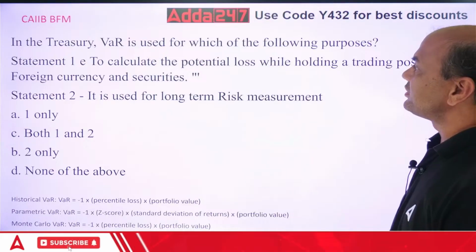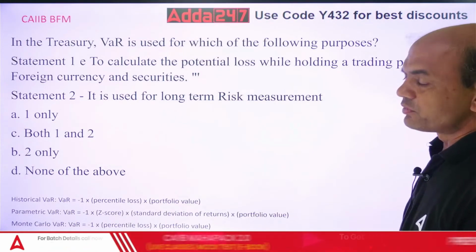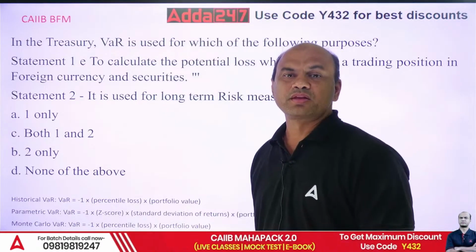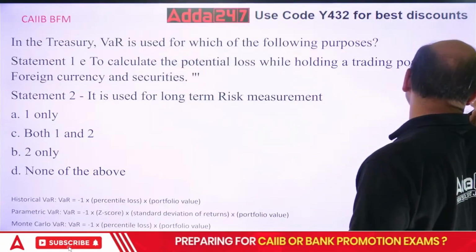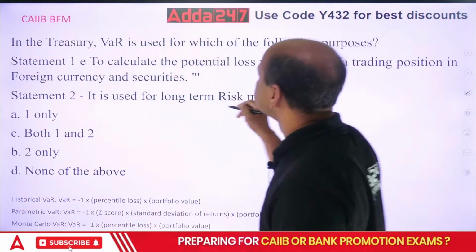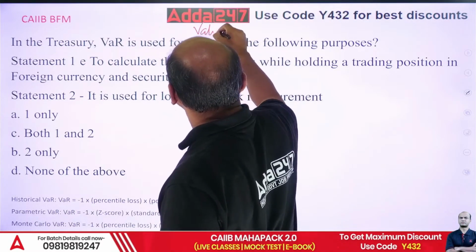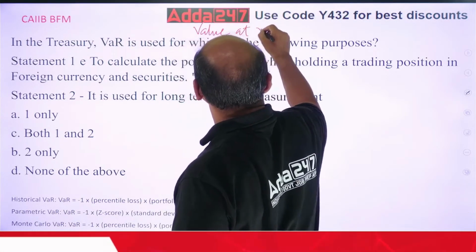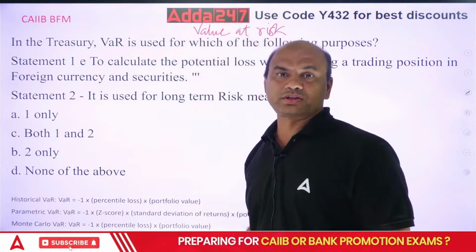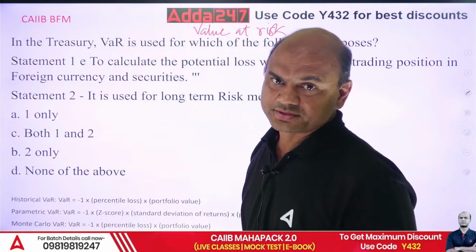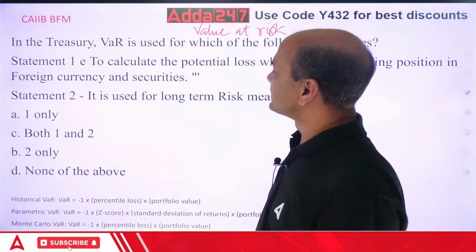In the treasury, VAR is used for which of the following purposes? Firstly, what is VAR? VAR is value at risk. I'll write it over here: value at risk. That is VAR. It is mainly used in your market risk. So VAR is used for the following purposes.